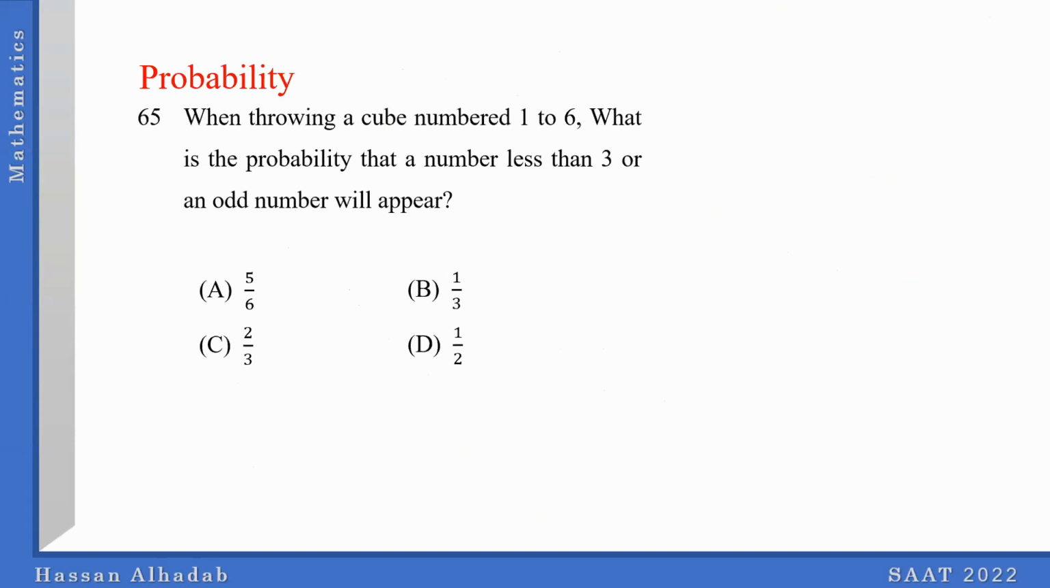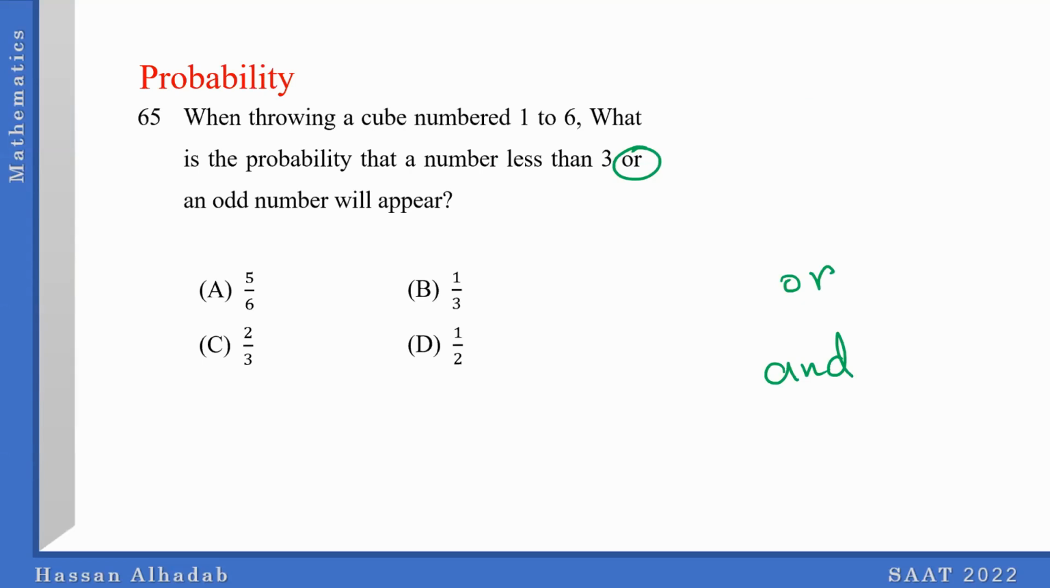Now, when throwing a cube numbered from 1 to 6, what's the probability that a number less than 3 or an odd number will appear? Okay? So I have to understand the word or and and. So the word or and the word and. So what's the difference between them? This is important. Once I can know the difference between them, I can solve the problem.